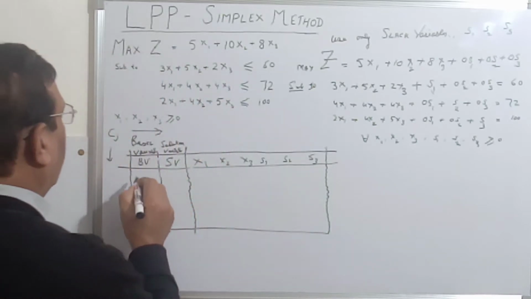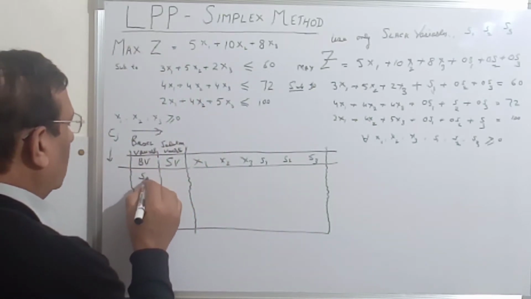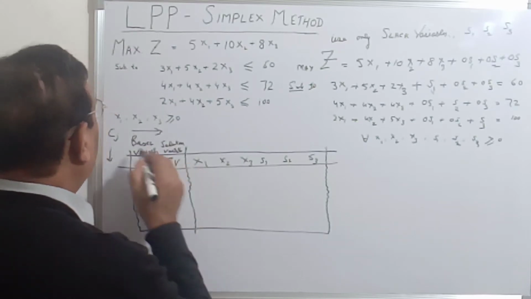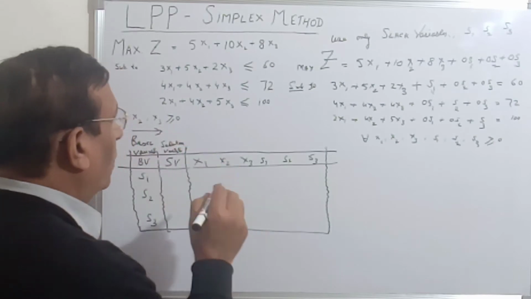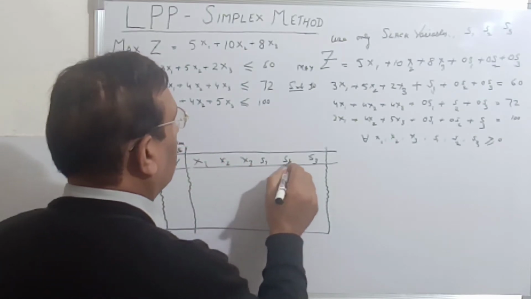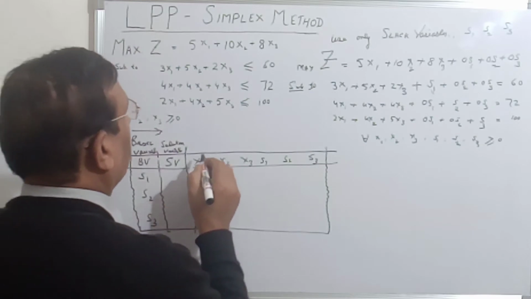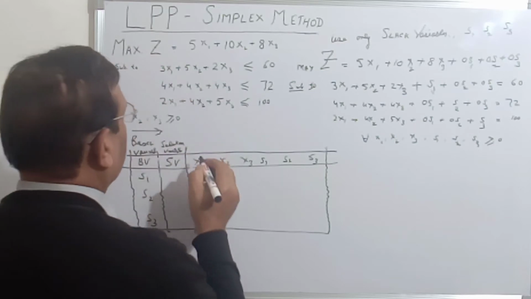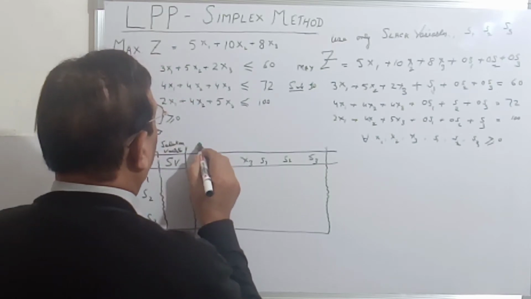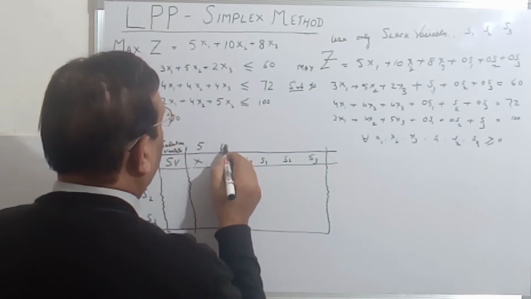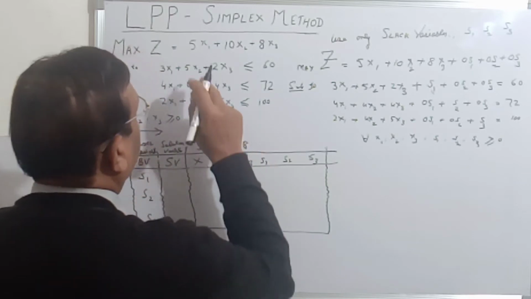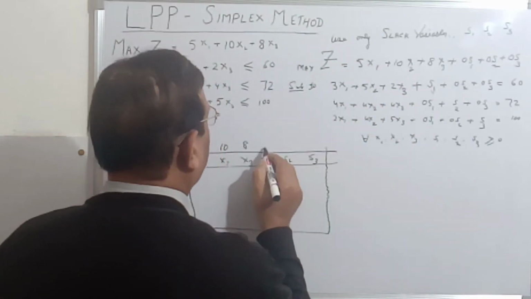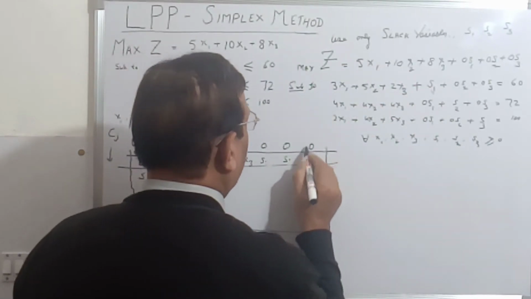Basic variables are s1, s2, s3, and the coefficient, C for coefficient. Coefficient of x1, x2, x3, s1, s2. We have to write down over here in the vector function, J for vector function. 5, 10, 8. Here 5, 10, 8. 5, 10, 8. 0, 0, 0.